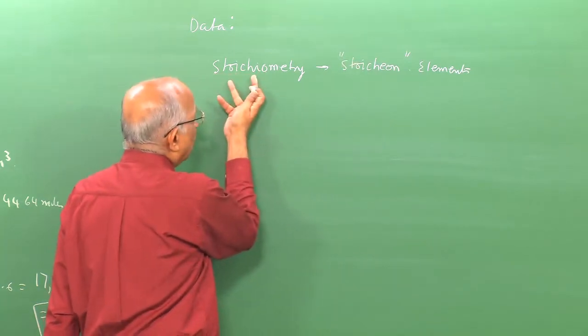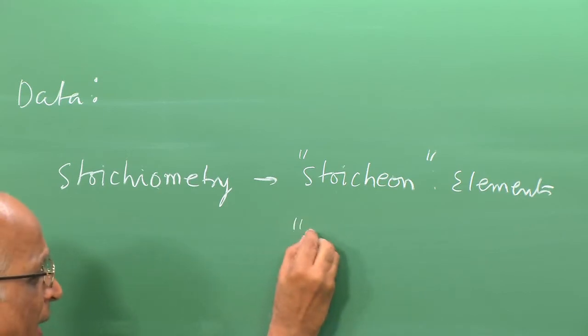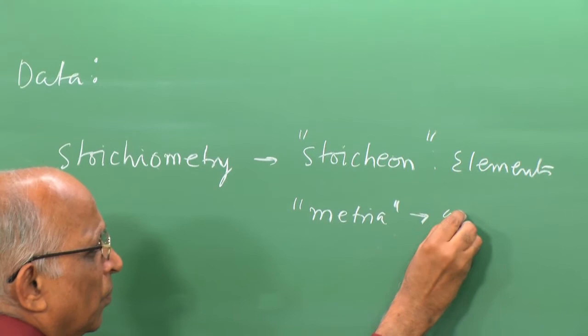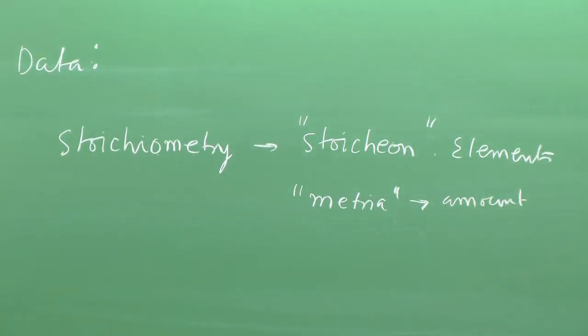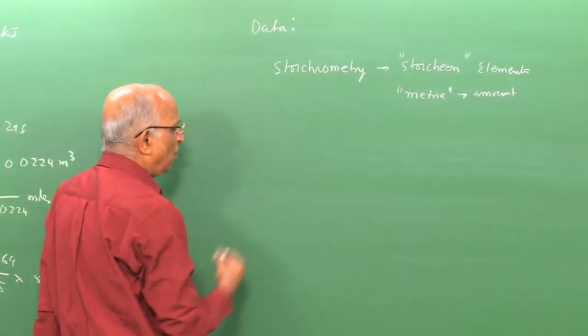That is, stoichio comes from stoichion. Metry comes from the Greek word again, metria, which means amount. And when we say stoichiometry, we mean the proportion of reacting substances. Like in this particular reaction, what did we have?